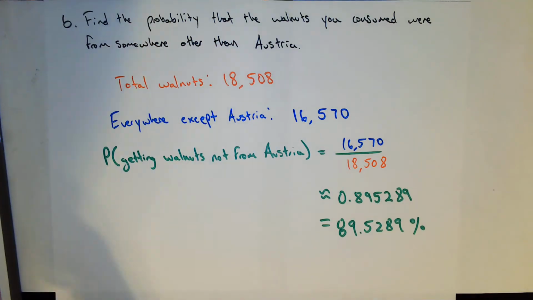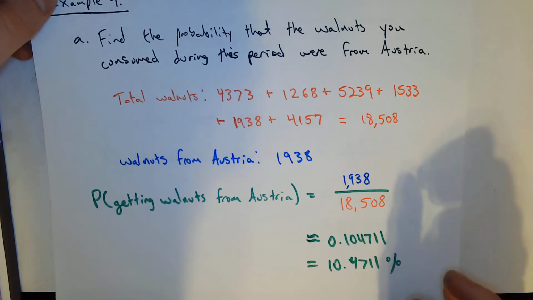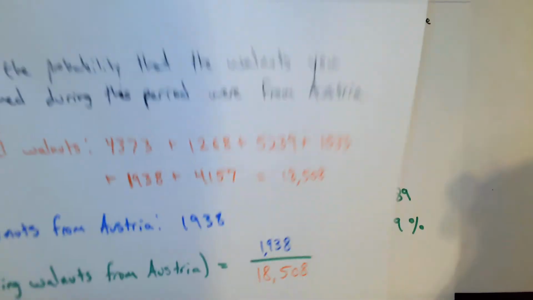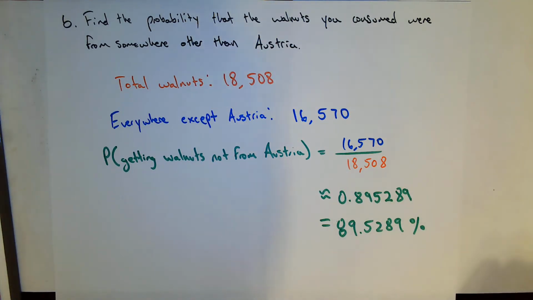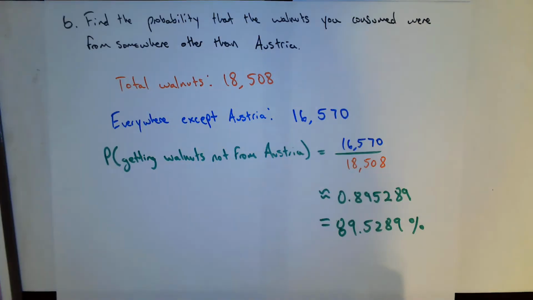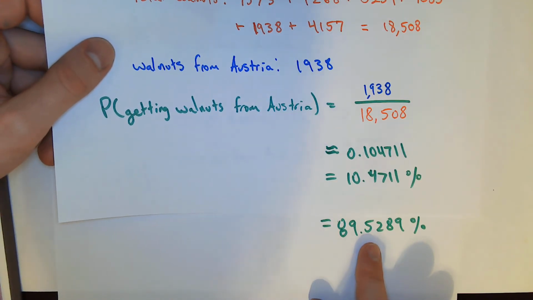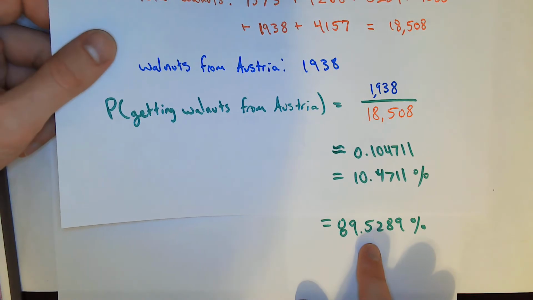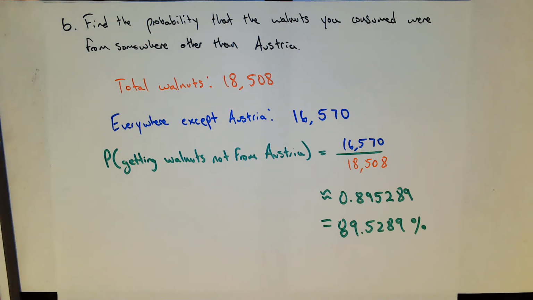What was it for part A, like a roughly 10% chance that one of the walnuts that you consumed were from Austria, and the opposite, roughly 90%, that they were not from Austria. Now, it's no coincidence that if you add these two numbers together, you would get 100%. That's no coincidence at all, because these two events are called complements of each other, and the book solves it by making use of that. So again, I didn't want to define complement here, so I solved it the more straightforward way. But we can discuss that later.